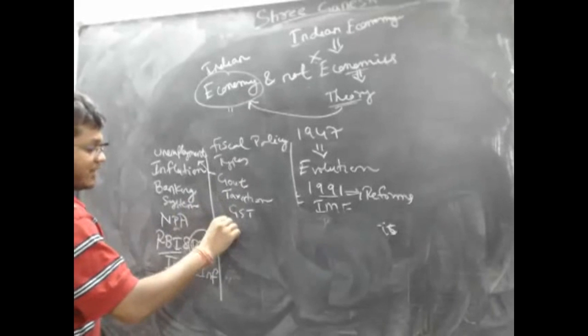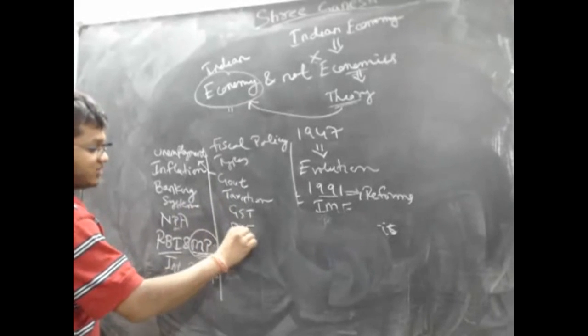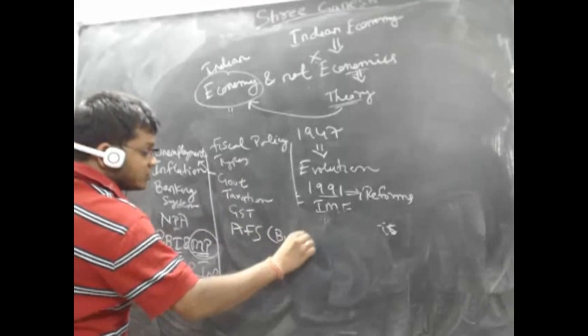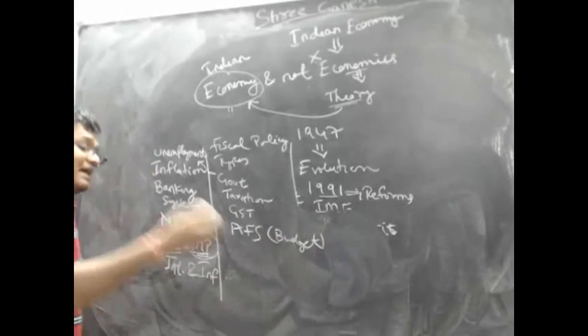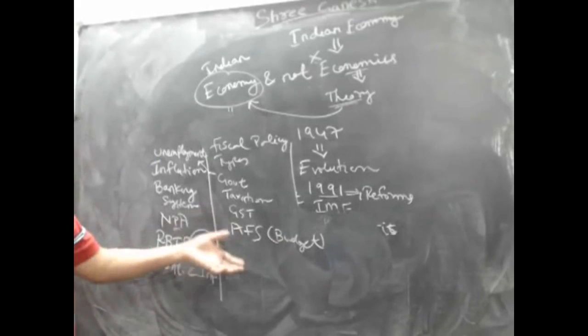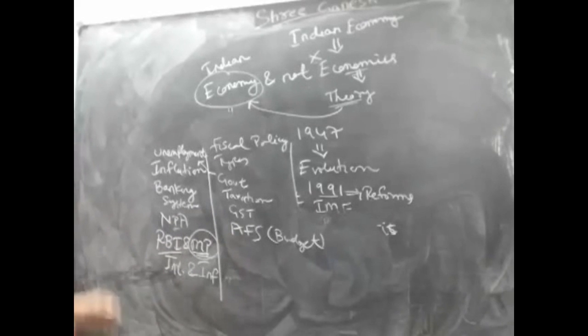When we go into public finance, we will be studying about the annual financial statement. The annual financial statement is nothing but your budget. So we will see how government gets the revenue and how governments make the expenditure. From where does government revenue come, where does it spend that money, how does it spend that money, who authorizes the government to spend that money.